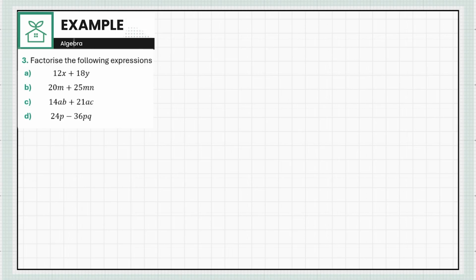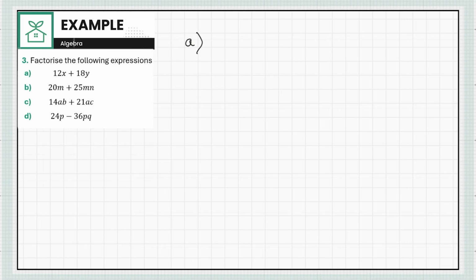Alright, welcome back. So now we're going to be looking at actually how to factorize an expression. And the steps are pretty clear. All we have to do is first find the highest common factor, and then once we have done that, we are going to take the highest common factor out the front, divide each term by it, and put it in brackets. Now that sounds complicated, but it's actually pretty simple.